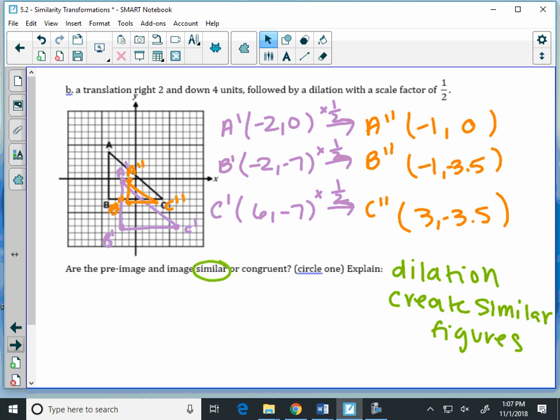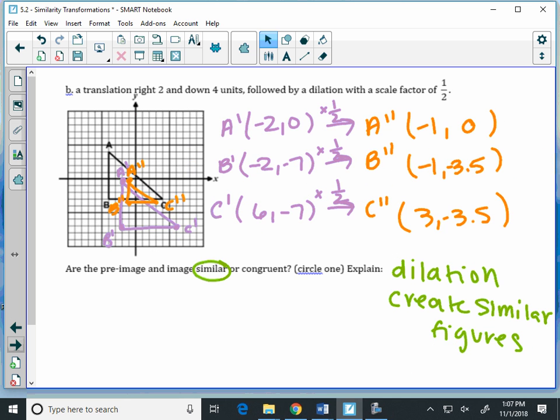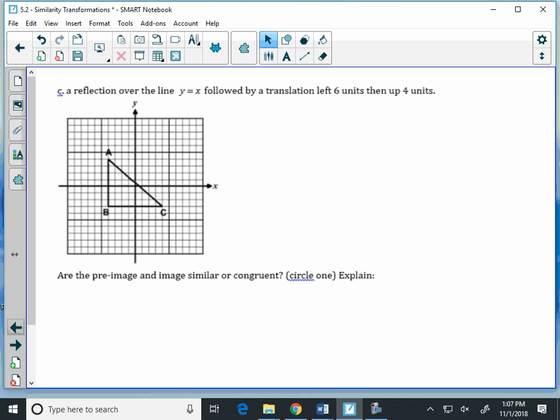If you notice, for B, was our scale factor bigger than 1 or smaller than 1? Smaller. What happened to our figure? Yeah, shrink. Became smaller. If you notice with A, what was our scale factor? Was it bigger than 1 or smaller than 1? Bigger. And what happened to our figure? Increase. So remember that if it's going backwards, then go back and check your work, because maybe you're dividing instead of multiplying. Okay, 2 more.